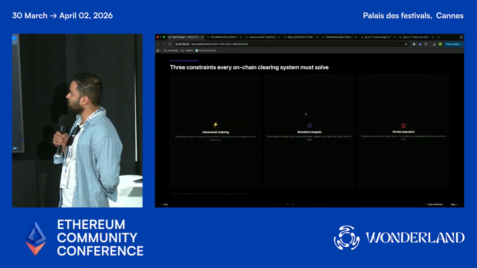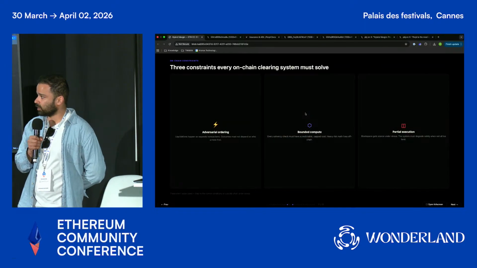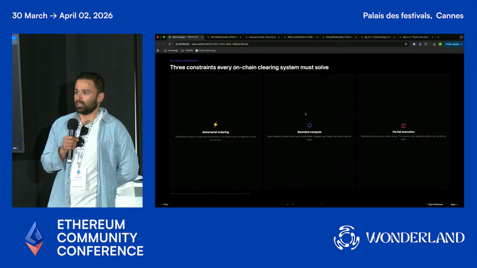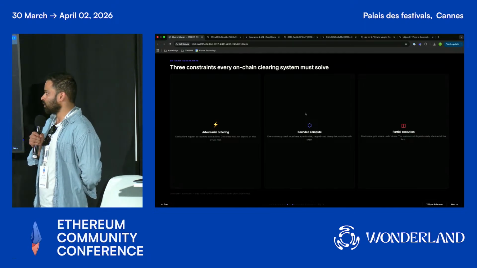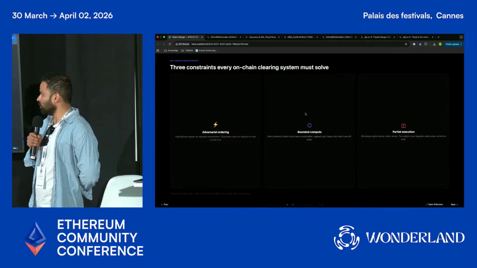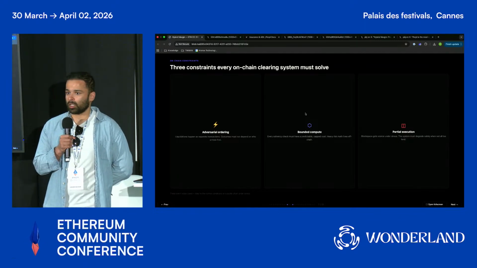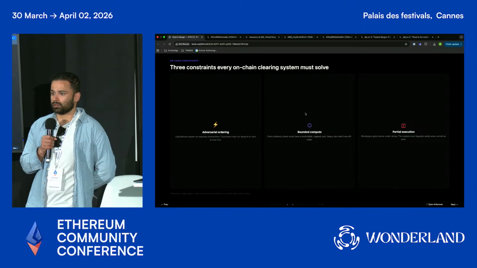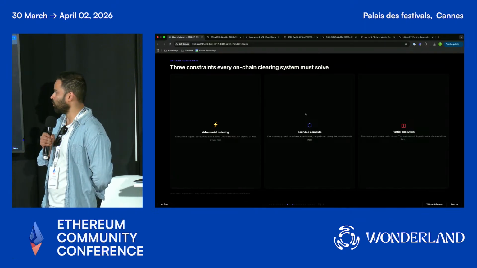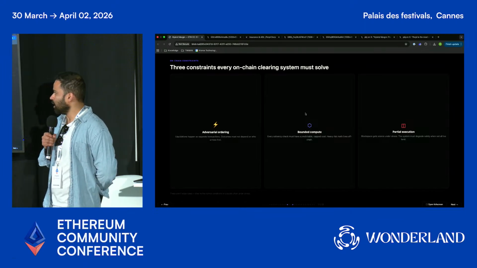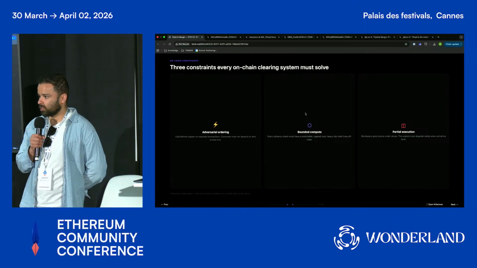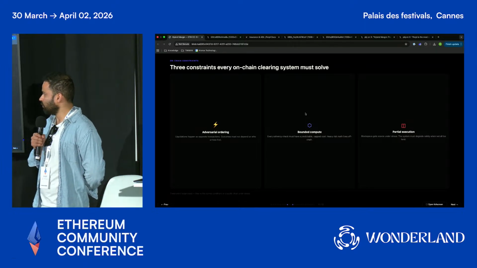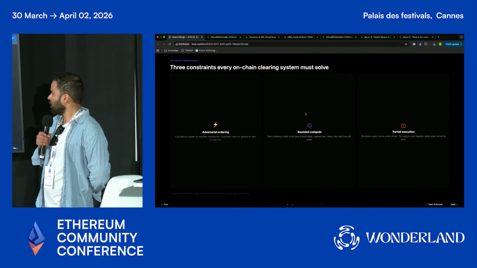Right. So the three constraints that we're optimizing for: adversarial ordering. This is basically, is ADL path dependent or is it predictable? Unfortunately, the current mechanisms are all path dependent. It depends on which market gets closed out first for the winners to get paid out. The solution that we're suggesting is predictable ADL, where you know exactly when and if you're going to get ADL'd.